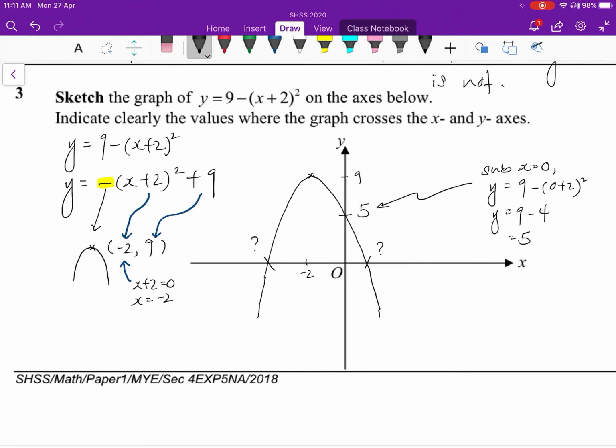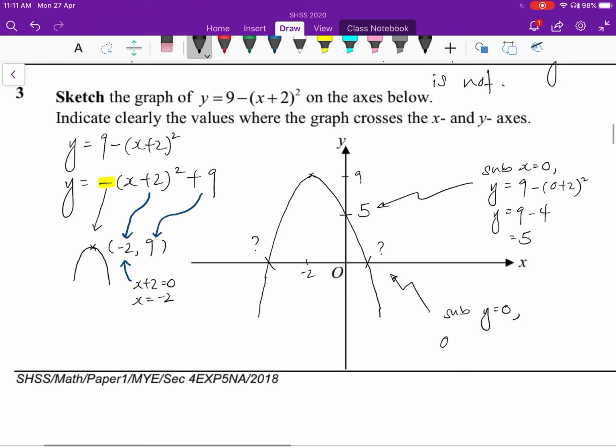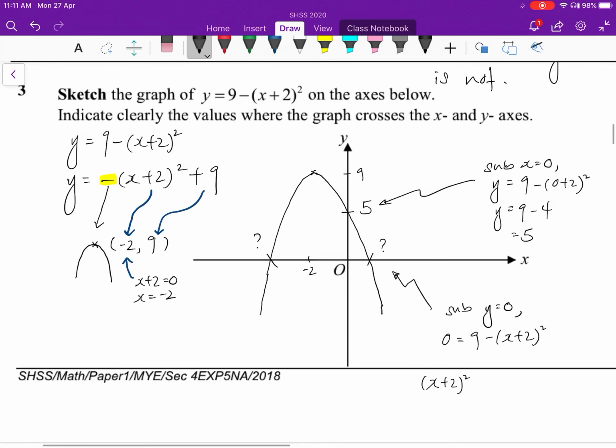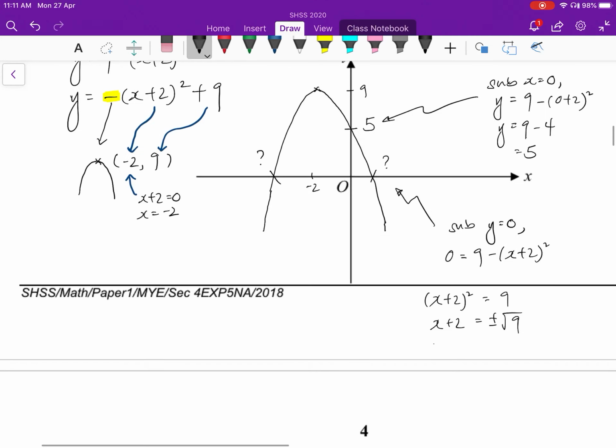Okay, now to get my x-intercept, I need to substitute y equals 0. So I get 0 equals 9 minus (x plus 2) squared. Now bring over the minus (x plus 2) squared, it becomes positive: (x plus 2) squared equals 9. Bring over the square, I get plus minus square root of 9, which is x plus 2 equals plus minus 3. Bring over the plus 2, x is plus minus 3 minus 2. So x is 3 minus 2, which is 1, and minus 3 minus 2, which is minus 5. So one is positive 1 and one is negative 5.